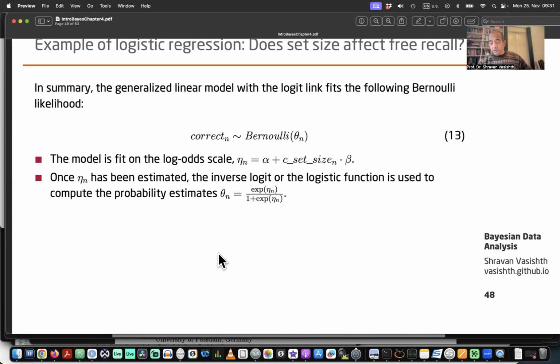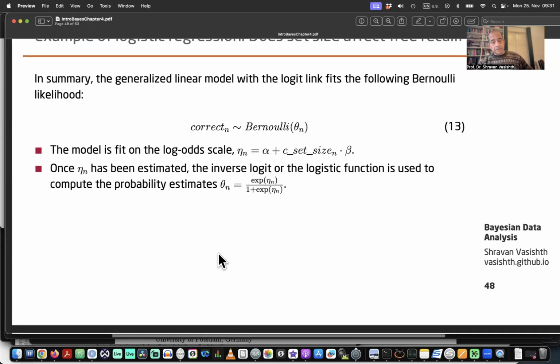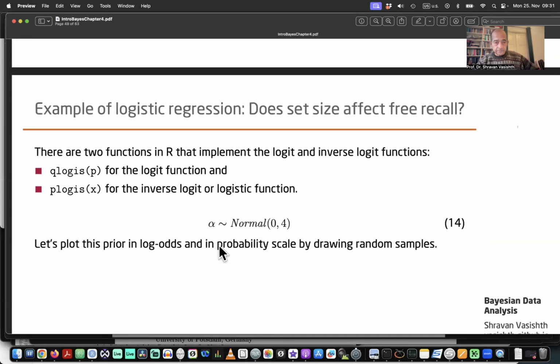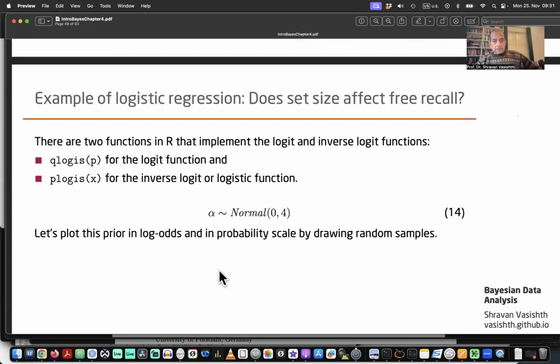So that's a very important consequence of the Bayesian approach, that we are always going to be working with a posterior distribution of the parameter of interest, in this case, the probabilities. Okay, so there are two functions in R that implement the logit and the logistic function, or the inverse logit function.